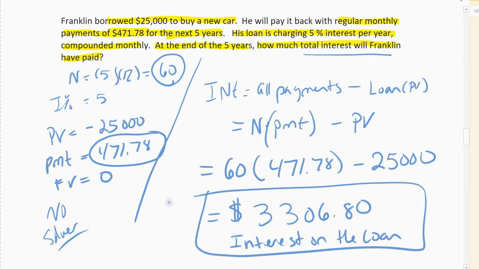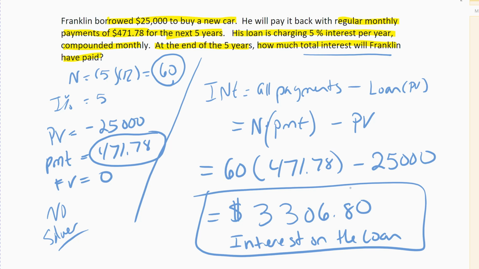All right, so he pays back the $25,000 plus $3,306.80 total. And that's the one we were looking for in that particular question. But a lot of times students find that question hard because there isn't anything to plug into the solver. You have all of the information you need. You're just going to figure out.